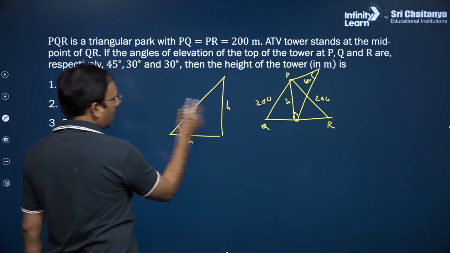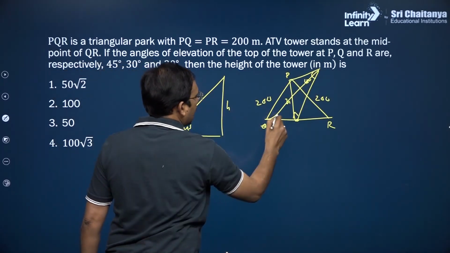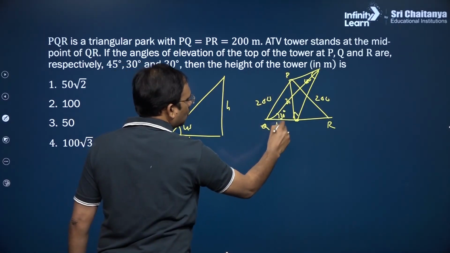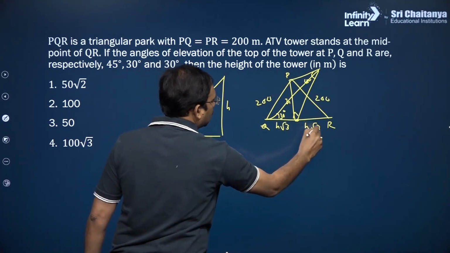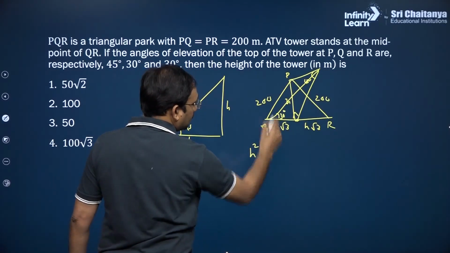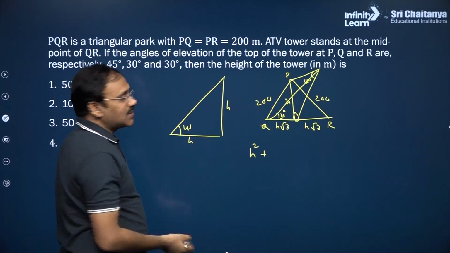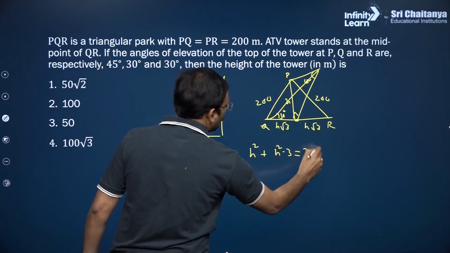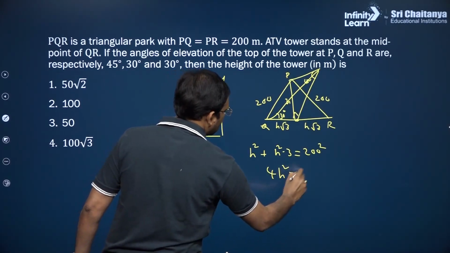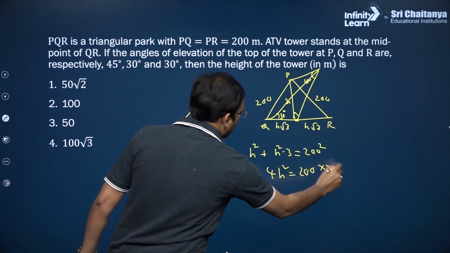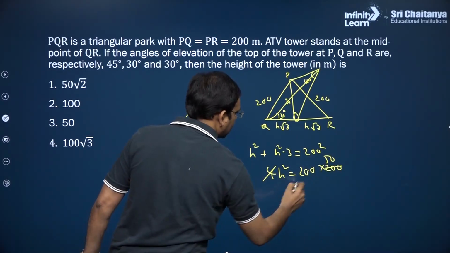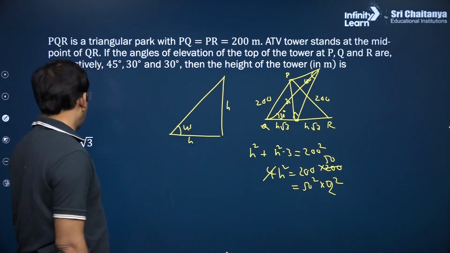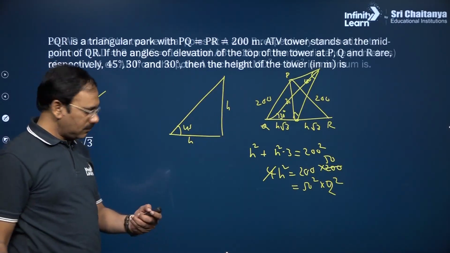And for this other triangle, he said this angle is 30 degrees, right. If this is H, this is H root 3, my dear friends. So, this is also H root 3. Now, my dear friends, since it is an isosceles triangle, the median itself is the altitude, H square plus H square into 3 is equal to 200 square. 4H square is equal to 200 into 200, so 50 square into 2 square, okay. H is equal to 100, my dear friends, that is all.